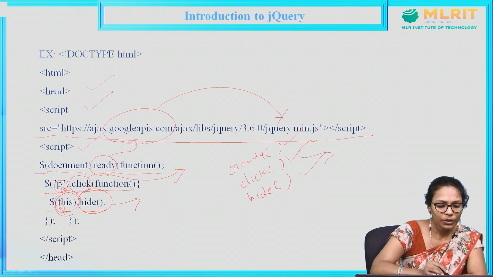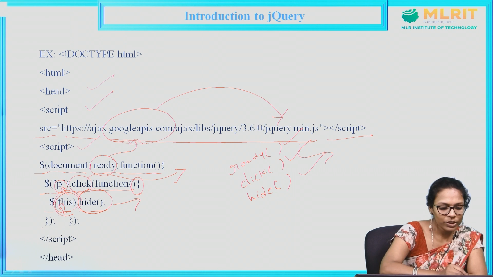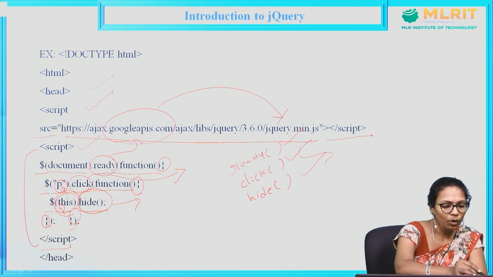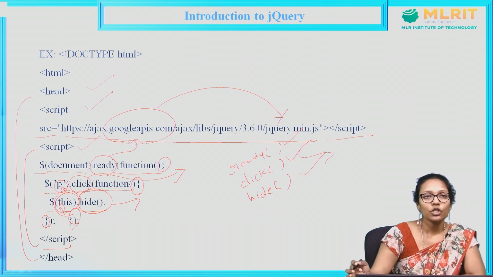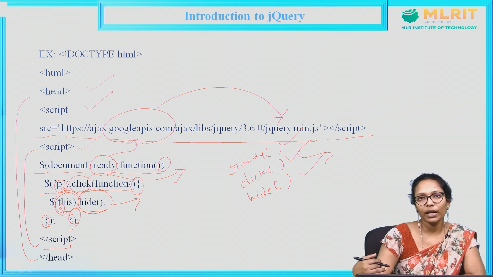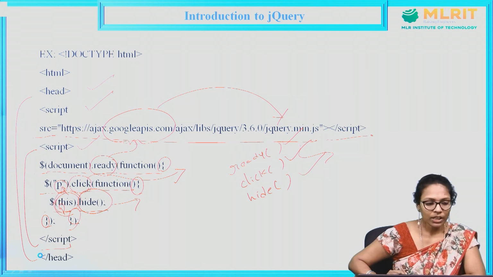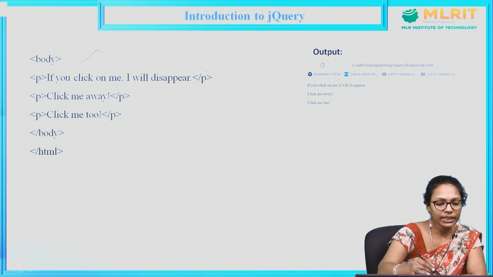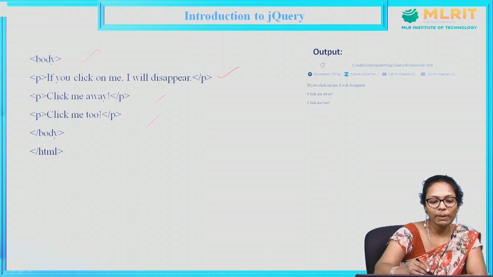So that's all. You're closing this inner function, right? And after that, you're closing this outer function. And I'm closing my script part. I'm also closing the header section. Generally, try to write all your script parts in the header section and the HTML part in the body section. Now coming to the body section, I'm writing three different paragraphs here. If you click on me, I'll disappear. Click me away, click me too. So I'm writing three paragraphs.